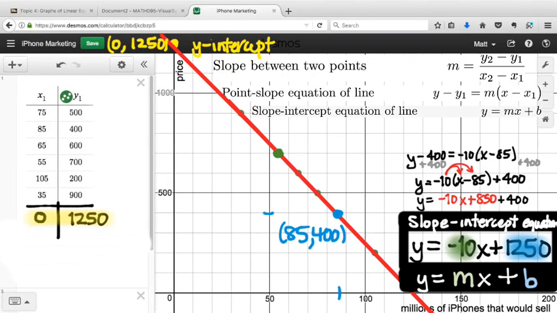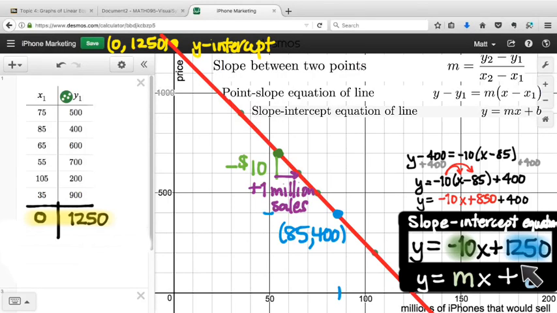So the last thing that I want to say about this is to go back to the number 1250 for a second and bring our context back to the table. Right? We decided about the slope, that negative 10 in this context meant that if I were to lower the price of my iPhones by $10, so drop the price by $10, I end up selling 1 million more iPhones. Right? So that was what the negative 10 meant.